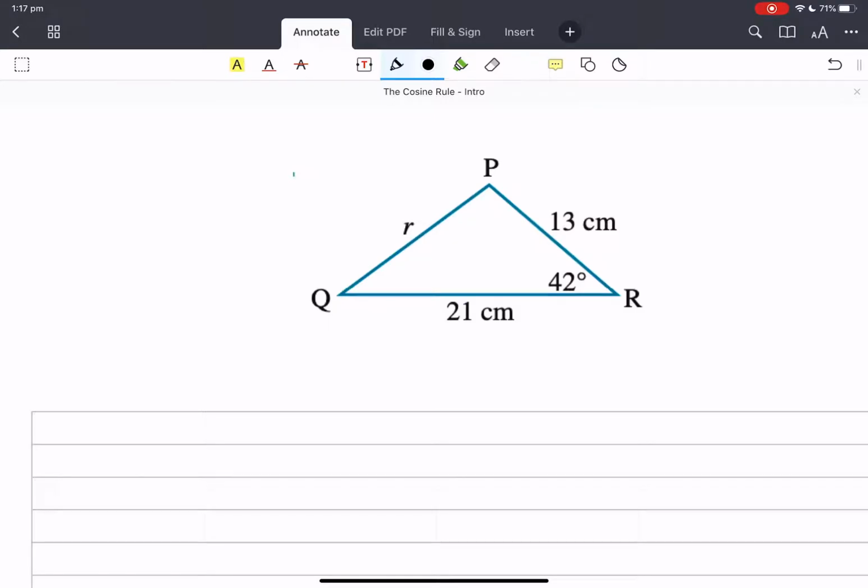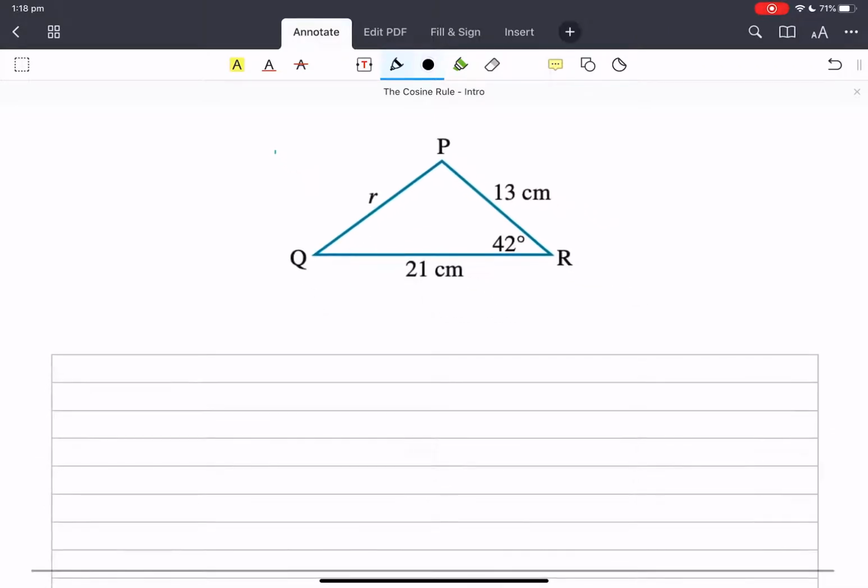For the cosine rule to work, usually what's happening is you've got two known sides and an angle in between. If you can see that, then the cosine rule is your answer. Okay, so in here I'm going to state the rule. It's a squared.